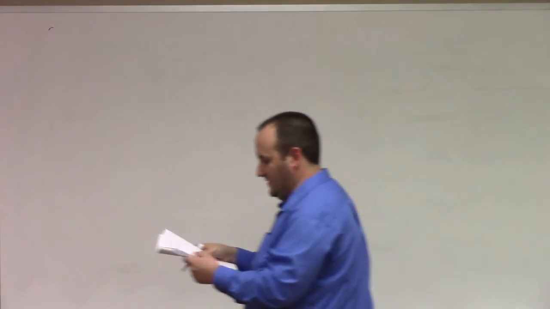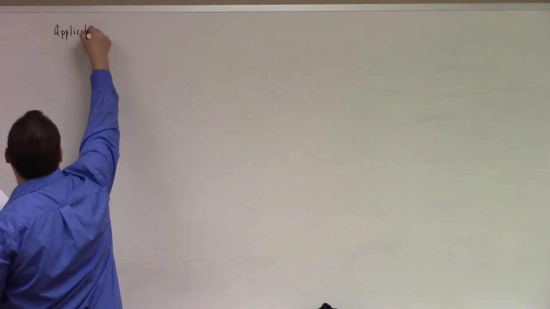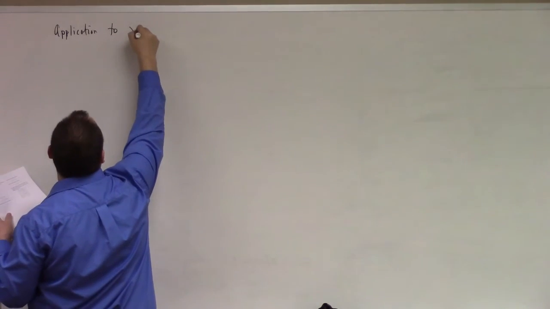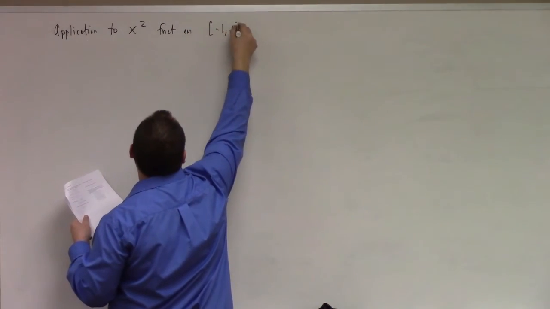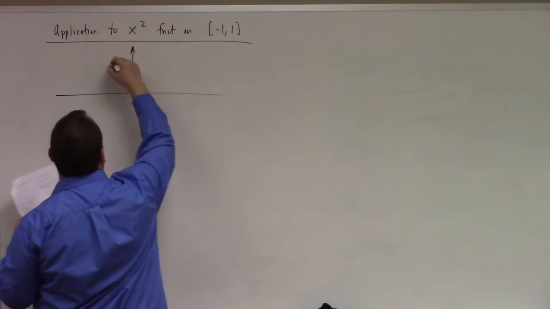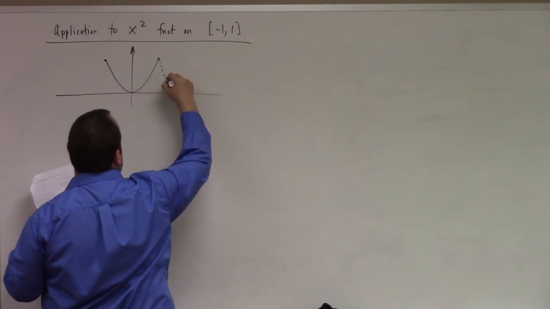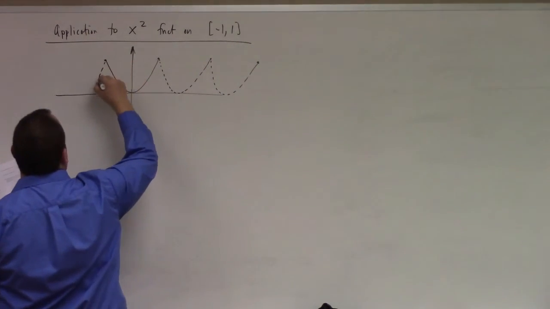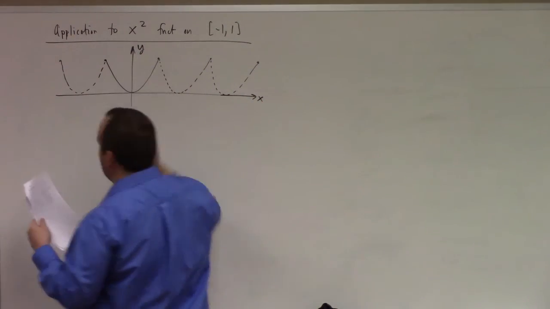So here is a specific one, an application to the x squared function. If you look at x squared from minus 1 to 1, what's it look like? It's even, right? So if you were to extend it periodically, it would look like this, right? So what would the Fourier series for this look like?